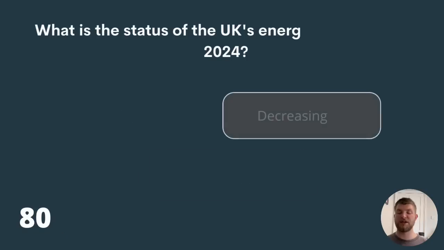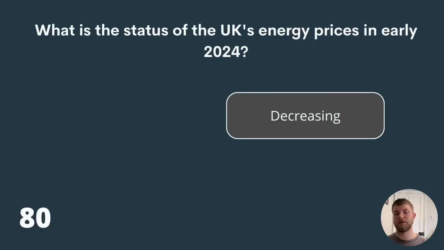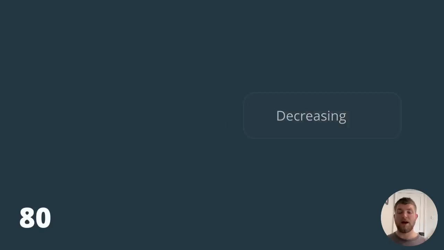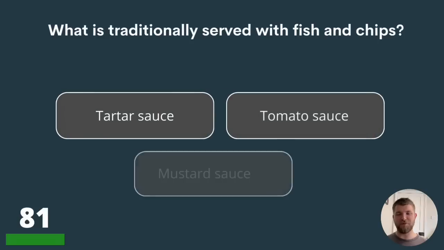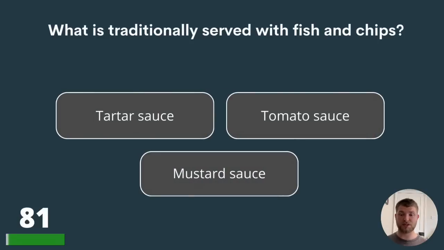The answer is decreasing. Now we're going to move on to some questions about cuisine. British cuisine. What is traditionally served with fish and chips? Tartar sauce, tomato sauce, or mustard sauce?